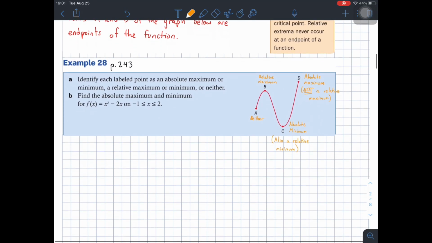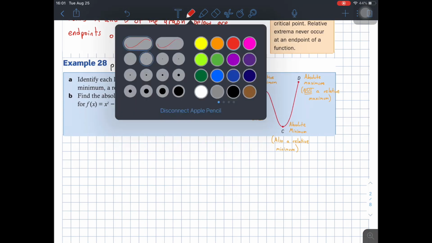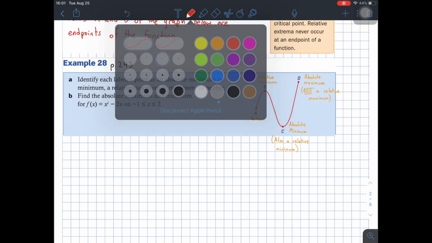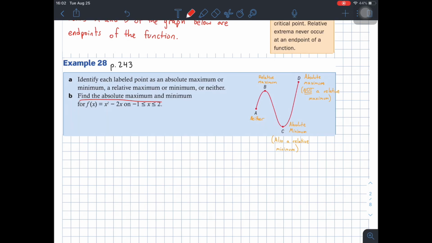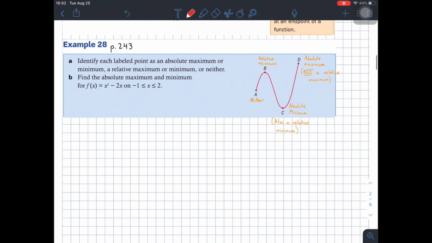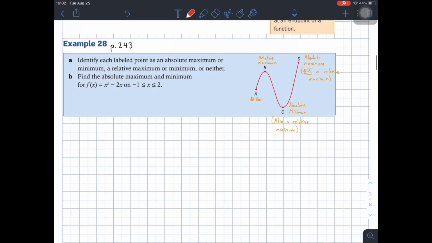Now let's see part B. This was part A, and now we're going to see part B of the example. It says, find the absolute maximum and minimum for the function f of x equals x squared minus 2x on this interval. So we're given an interval here, a domain, which is from -1 to 2. So how do we find the absolute maximum and minimum points for the graph?